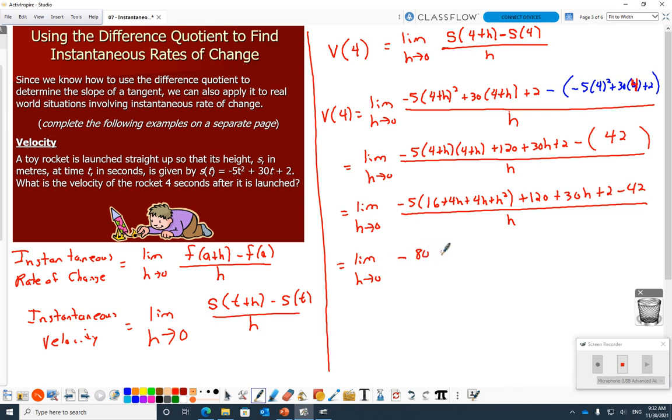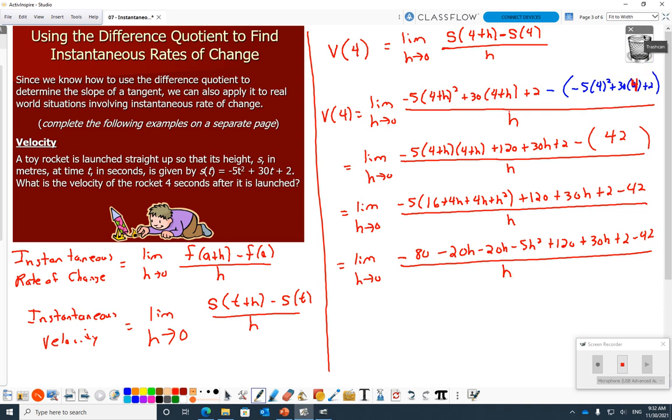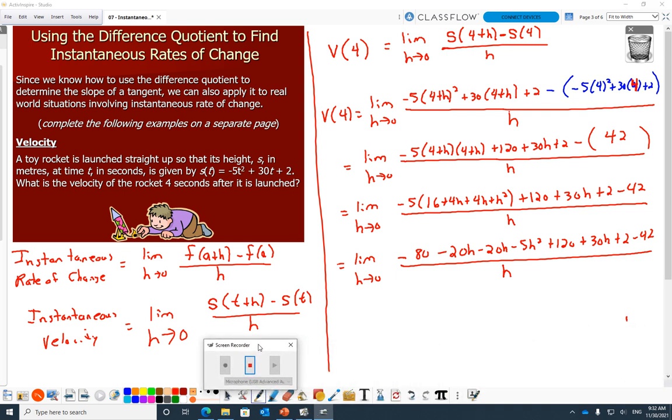Negative 80 minus 20h minus 20h minus 5h squared plus 120 plus 30h plus 2 minus 42. Can you do better and shorten this down? I'm sure you can. If you can't, and you're like, no, I need to show all the steps, wonderful. I like that too. Show all the steps. Oh, all this stuff's in my way now. Can I fit that up there? And I'll just drop this over there. It's good. Oh, I promised to pause for questions there. I'm going to pause for questions and just stare at that for a second to make sure I'm very happy with it. Yeah, it's so good.